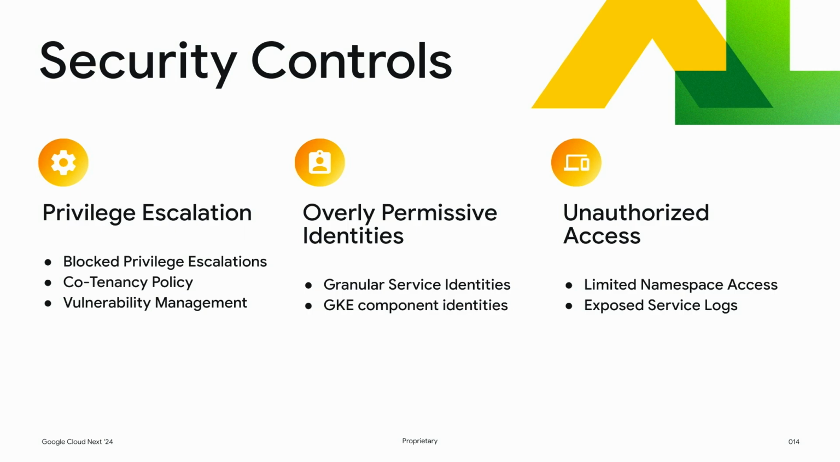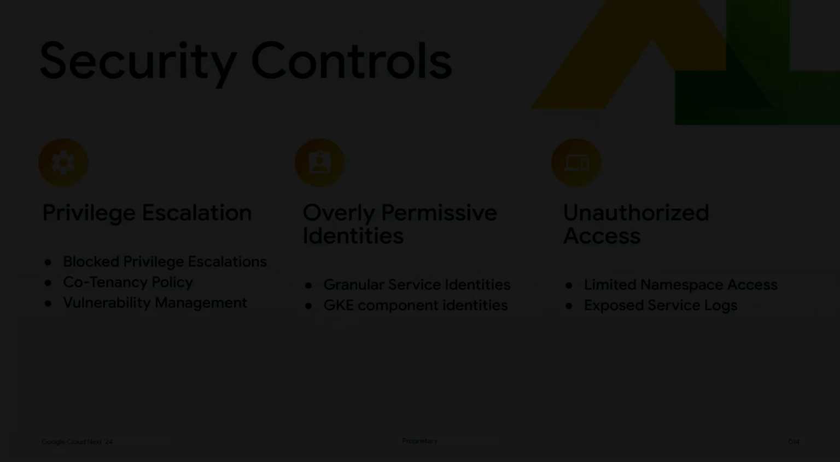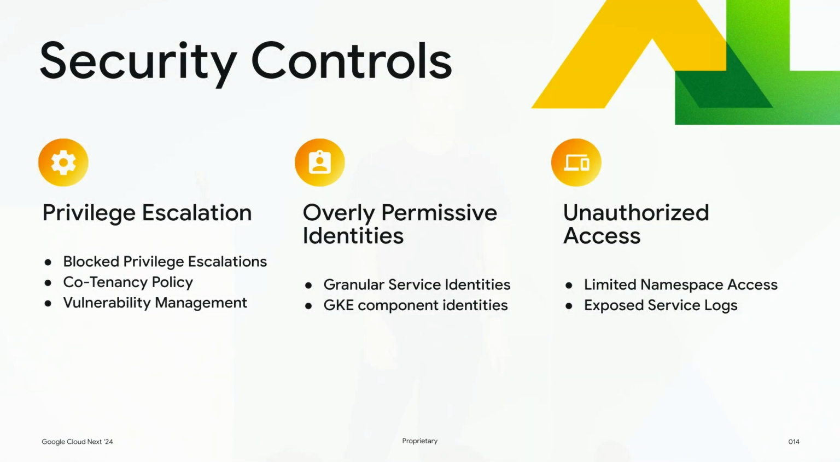For overly permissive identities, we implement per-service and component identities, ensuring that each service has its own permissions that only it needs to operate, following the principle of least privilege. For unauthorized access, we limit developers' access to only their service namespaces. Additionally, we restrict access to service logs, ensuring that each tenant has access to only their logs.